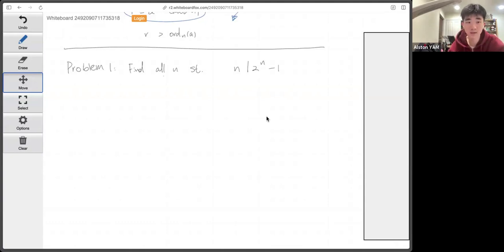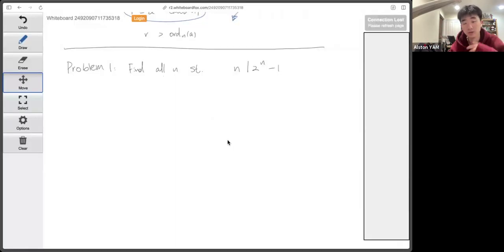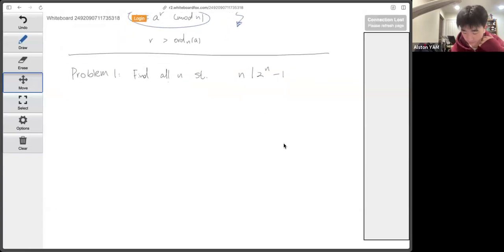So I think the first thing we should do when we get any problem is to try out small cases. There's a really easy small case that we can try, and it's just all the small values of n. So let's try all the small values of n.